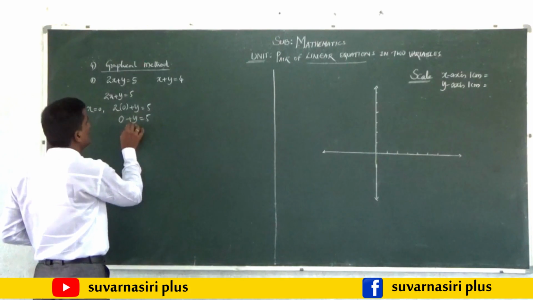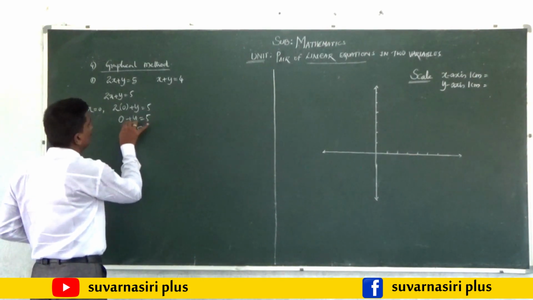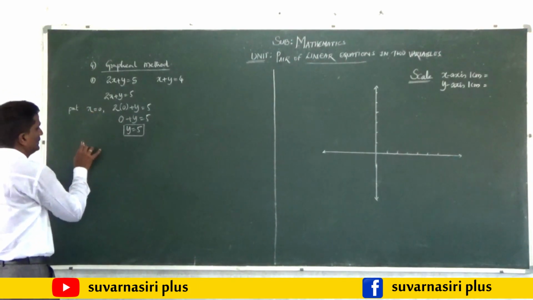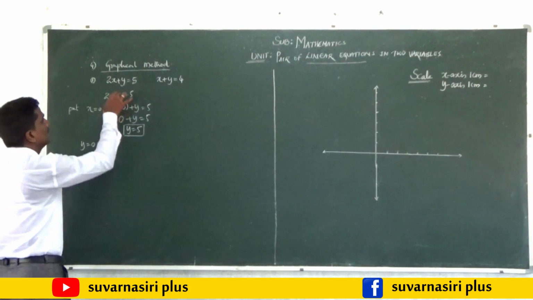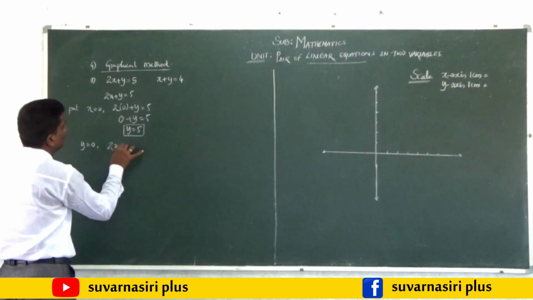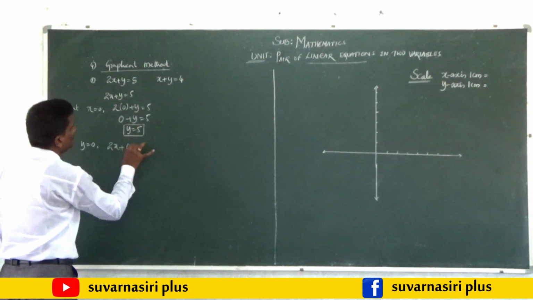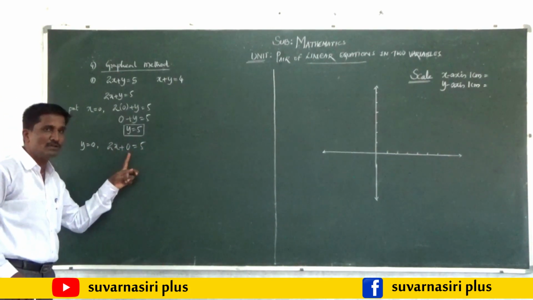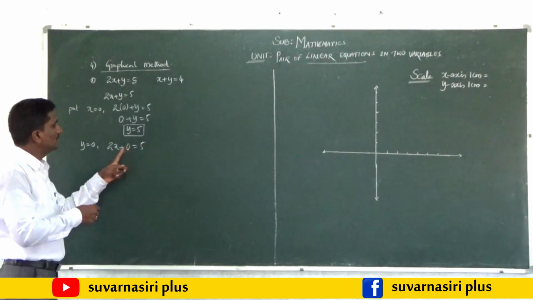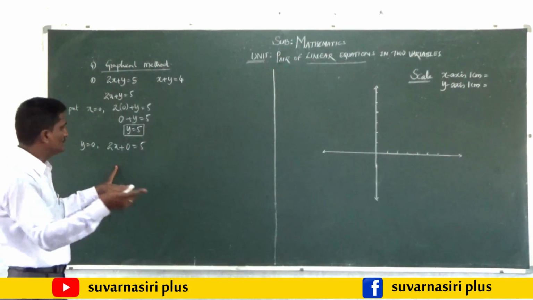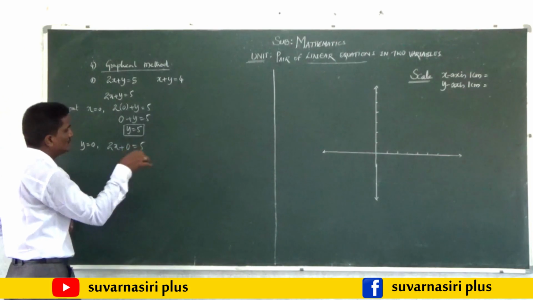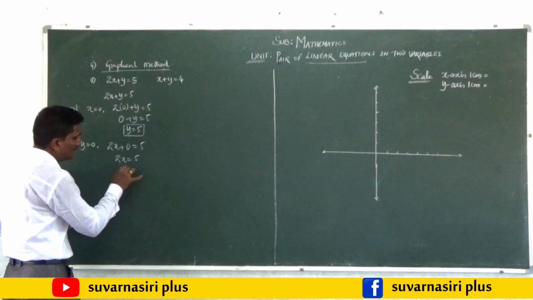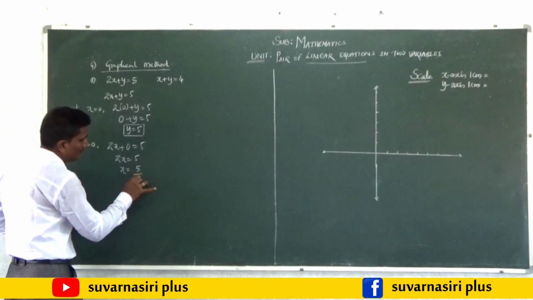A variable is there. Variable of y is equal to 5. Again substitute y is equal to 0. Put y is equal to 0 in the same equation. 2x plus 0 is equal to 5. 2x plus 0, here 1 plus 0 is equal to 1. Again 2x is equal to 5. x is equal to 5 by 2.